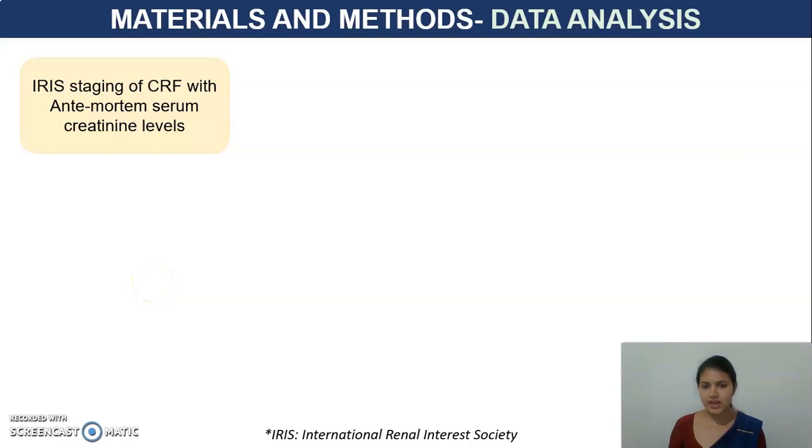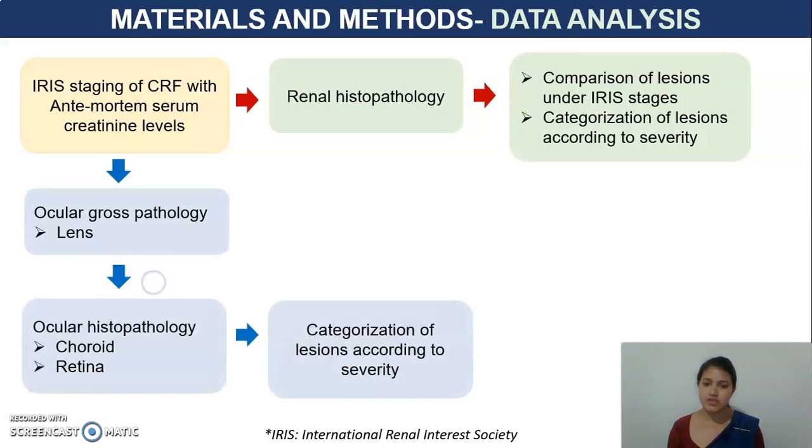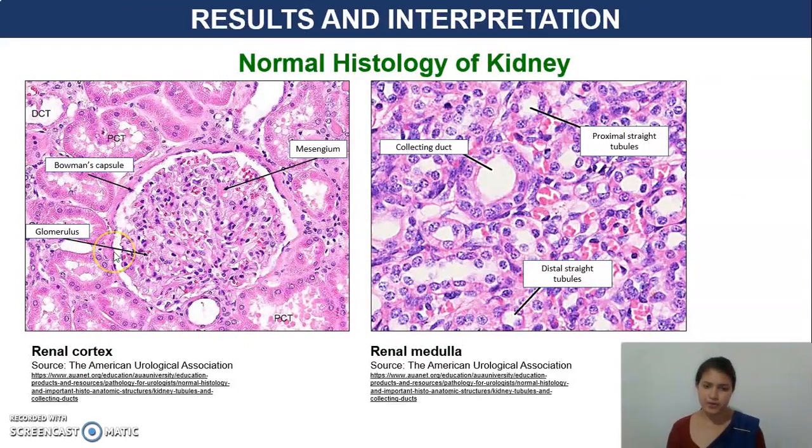In our study, we have analyzed our data in a systematic way, beginning with staging of renal failure using serum creatinine levels. And the observed renal lesions were compared with the IRIS stages and then categorized based on their severity. On the other hand, the observed eye lesions were categorized based on their severity and finally compared with the renal pathology. Before moving on to the results section, let's get a quick view of how normal histology of kidney parenchyma looks like.